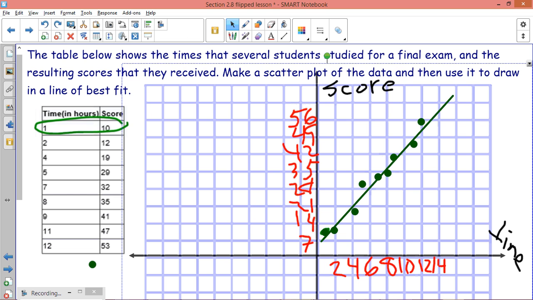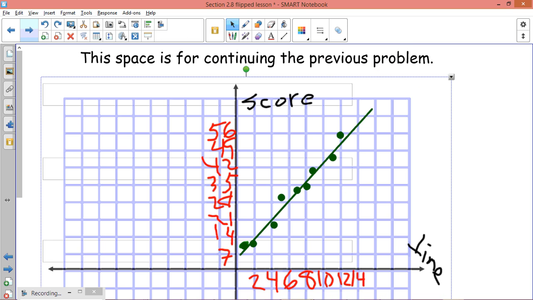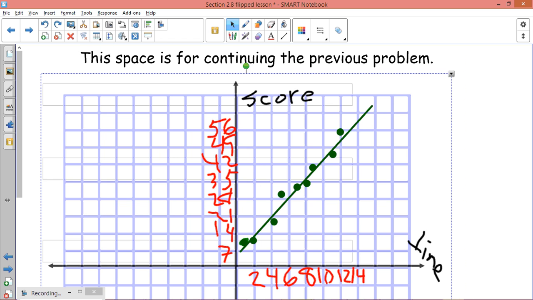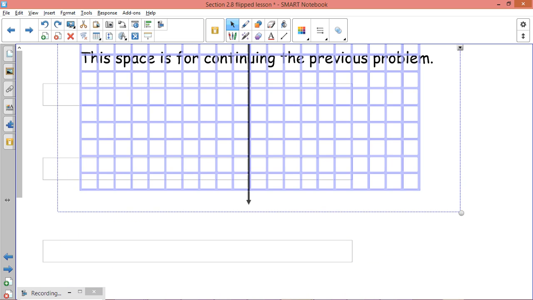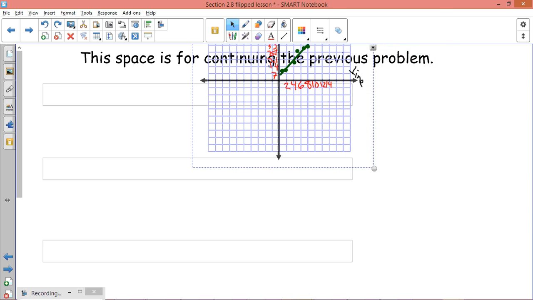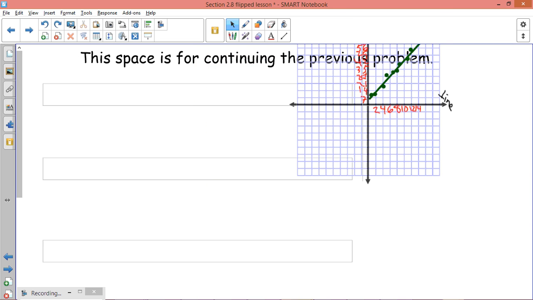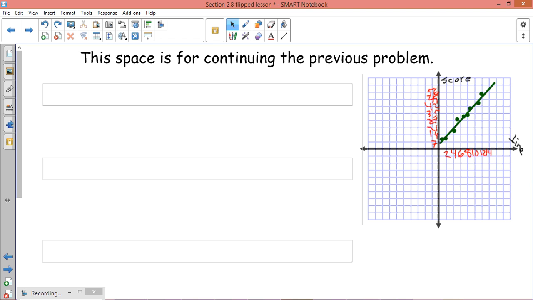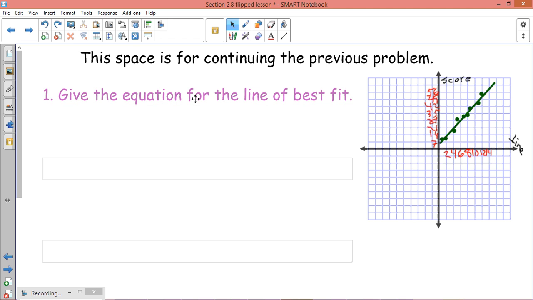And I'm going to put it onto the next page. And then I'm going to shrink it way down, because we're going to need it to answer these questions. This was the whole reason we do math, is to answer questions about the situation that we just found. The first one says to give the equation for the line of best fit.